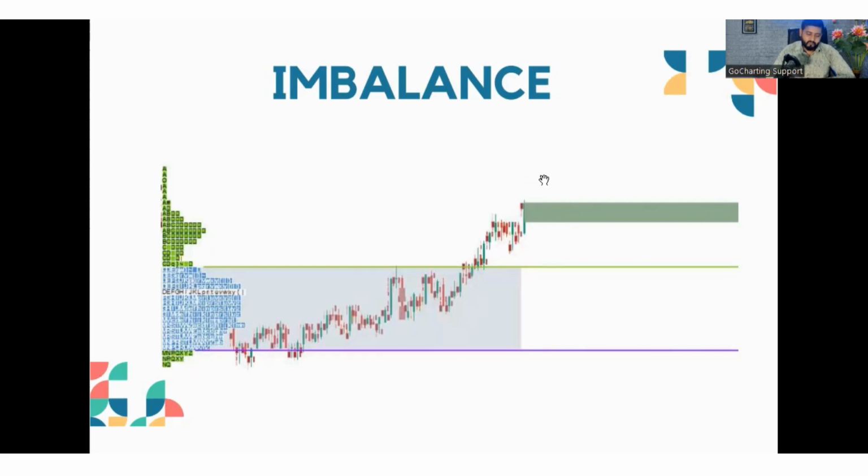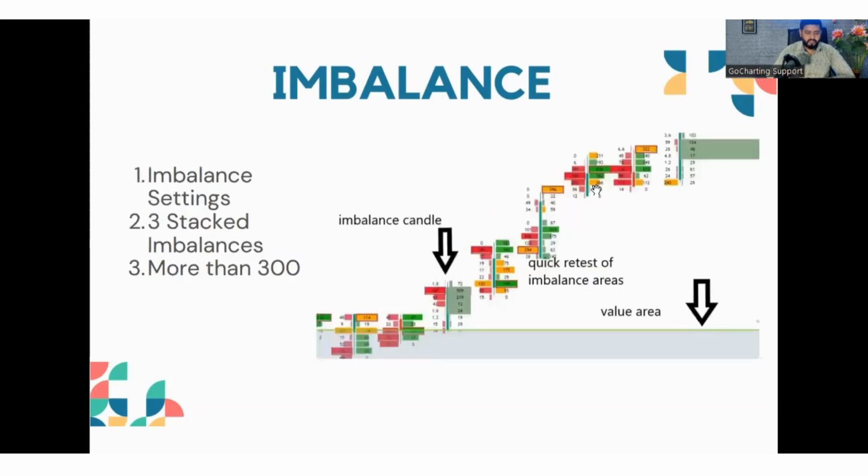Once the price moves to this pullback area, we are going to take a long trade. So here again, this was the imbalance candle. The value area was below. Three stacked imbalances, a very small quick retest of this area, and then the price moves upside. So this is how imbalances work.